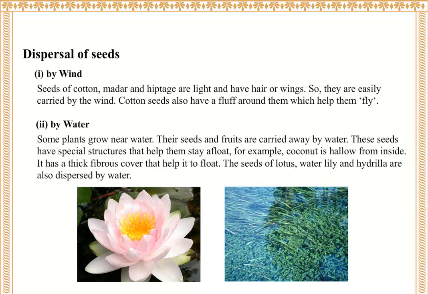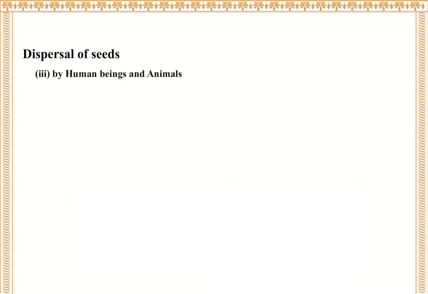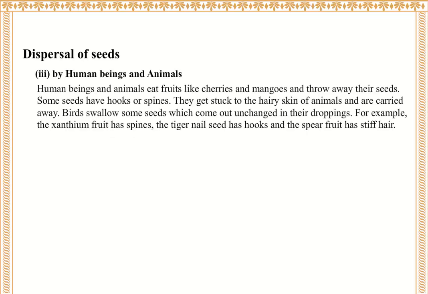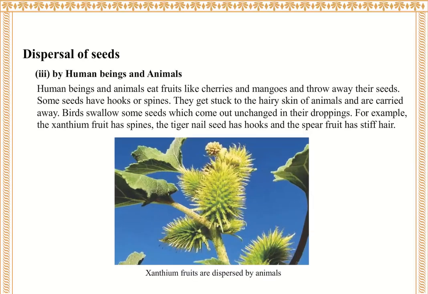The seeds of lotus, water lily, and hydrilla are also dispersed by water. 3. By human beings and animals. Human beings and animals eat fruits like cherries and mangoes and throw away their seeds. Some seeds have hooks or spines. They get stuck to the hairy skin of animals and are carried away.